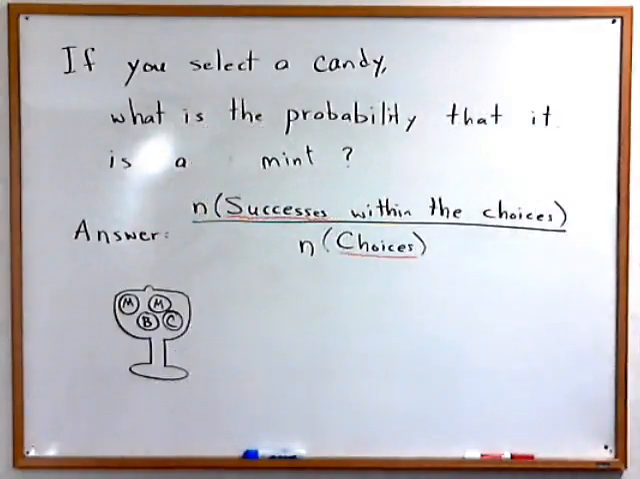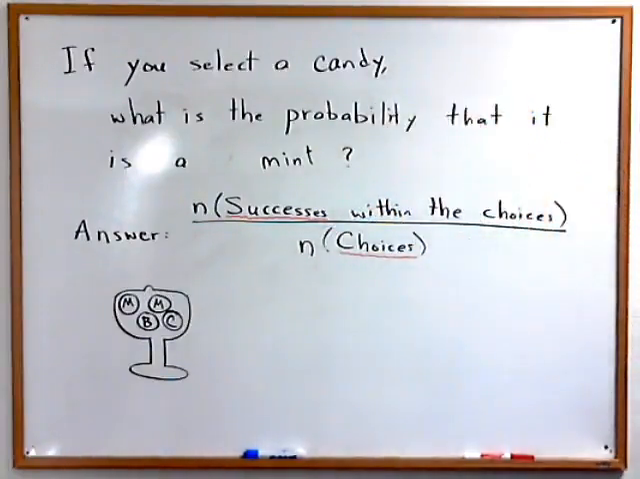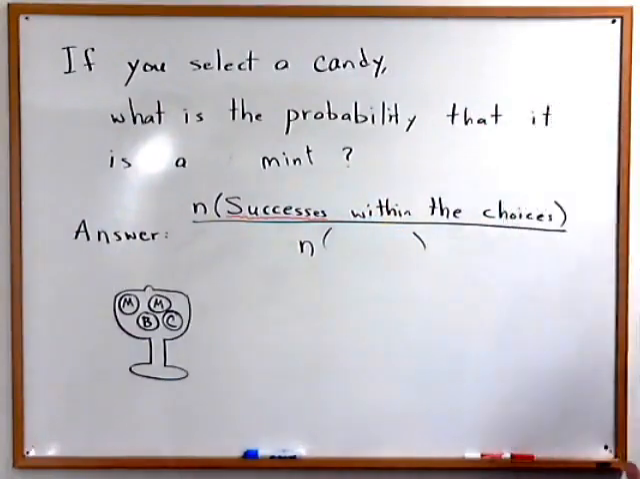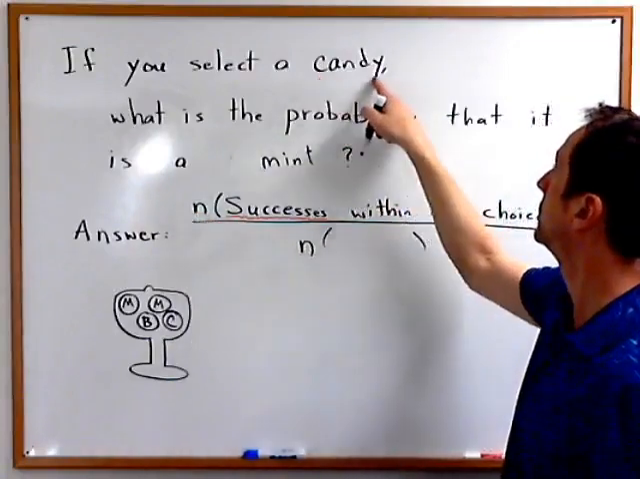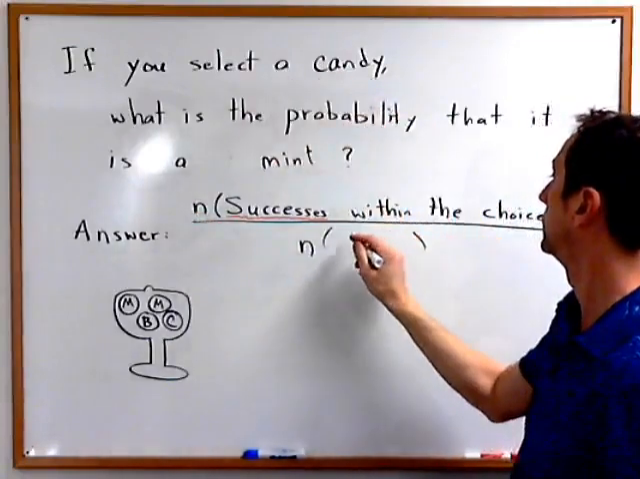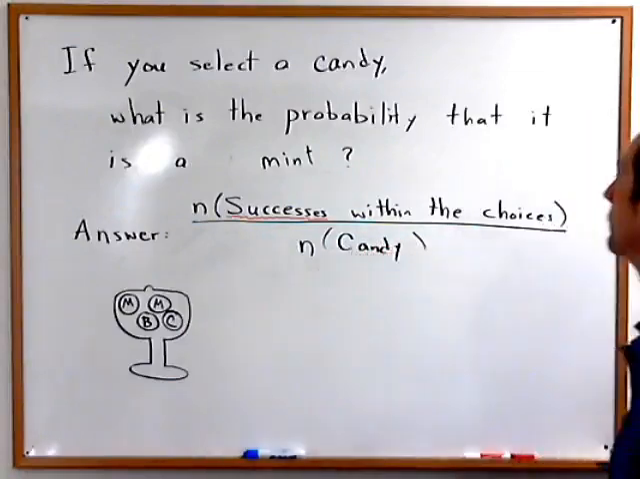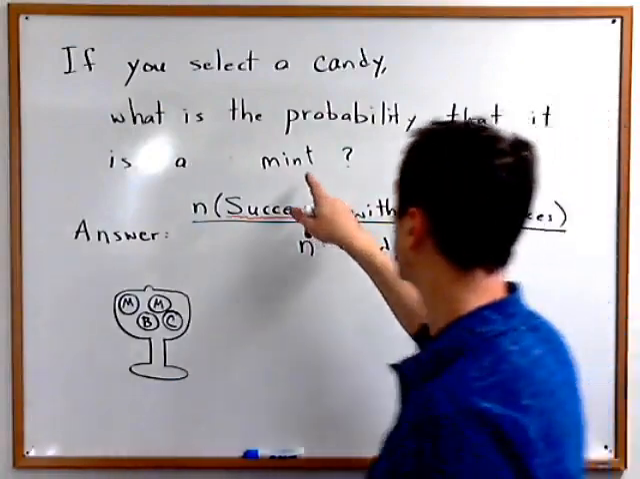Okay, so the number of successes is basically the top of the fraction, and the number of choices is on the bottom. When I say n, I mean number of. So what we see here, if you select a candy, that means that we put candy on the bottom of the fraction. What is the probability that it is a mint? This is what we're defining as a success.